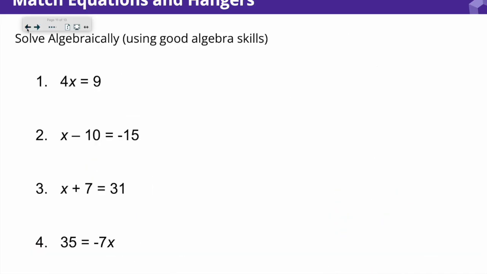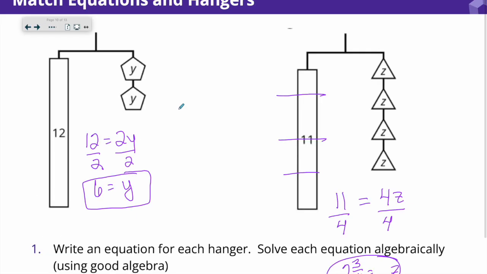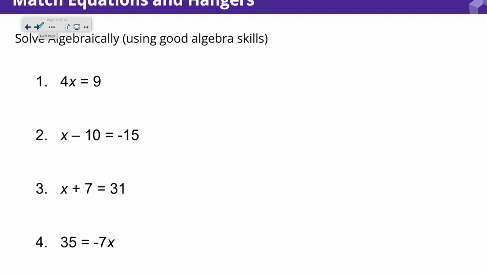So we're undoing the operation that's given with its inverse operation. 4x equals 9. Well, this is multiplication, so to undo it, we divide. 9 divided by 4 is 2 1/4. Here, now I have x minus 10. So to undo subtraction, the inverse operation is addition. So x equals -5.